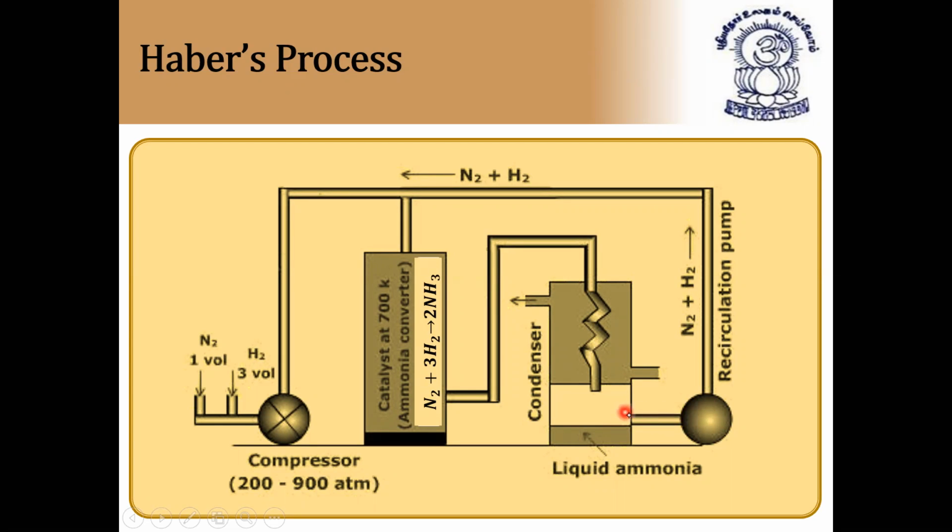The leftover nitrogen and hydrogen in the condenser is recirculated again by the recirculation pump, so that the nitrogen and hydrogen combine again, passing through a compressor at high pressure and the catalytic converter. In this catalytic converter, iron and molybdenum are present. Again by means of the condenser, it forms liquid ammonia. I hope it is clear. So this is called Haber's process, preparation of ammonia. It's very easy. Only the conditions are important.